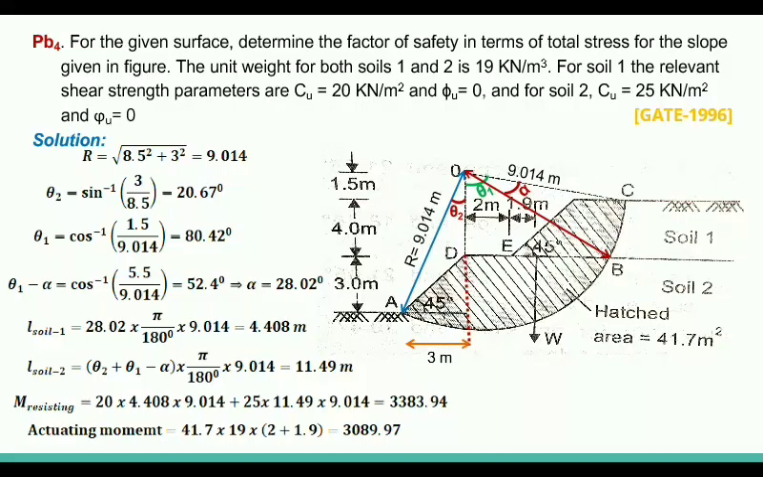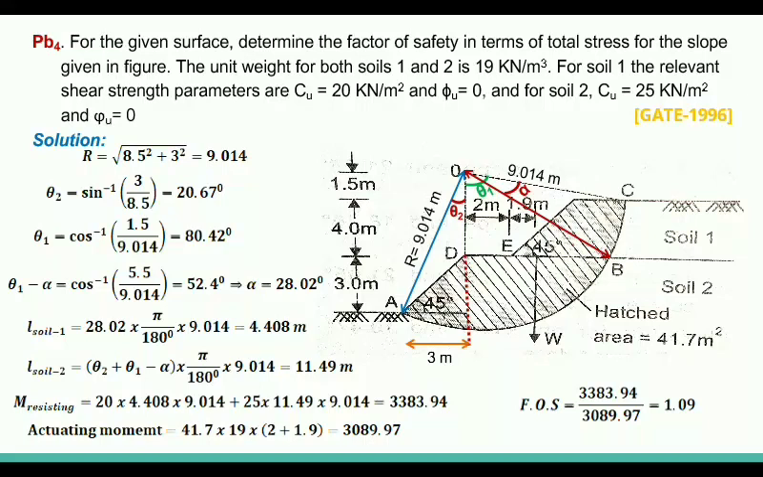So we have calculated the resisting moment and the overturning moment. Now we can take the ratio and calculate the factor of safety: 3383.94 divided by 3089.97, so we get 1.09. In the previous cases there was only one type of soil, but in this case there are two types of soil. Don't get confused with that. Even if there are many types of soil with changing unit weights, you only have to focus on the C value, the L value and the radius. The radius would be almost constant.